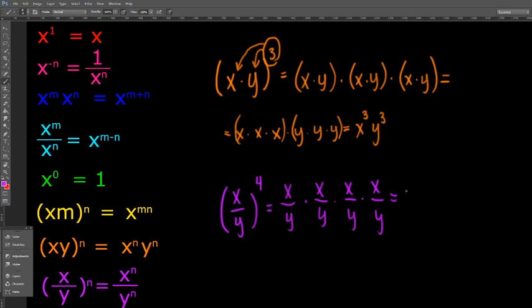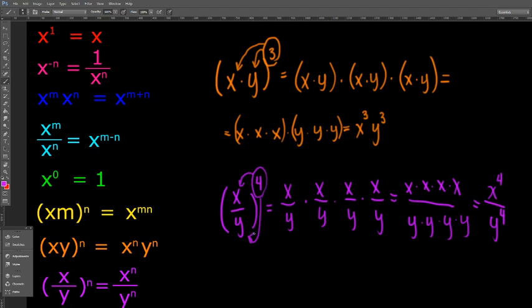So we can rewrite this as x times x times x times x over, sorry for the crooked line, y times y times y times y. And what is this? What is x multiplied by itself 4 times? That's x to the 4th power. And y multiplied by itself 4 times? Y to the 4th power. So there we go. This 4 on the outside of the parentheses is going to, for lack of a better word, distribute to both of those terms inside the parentheses. And this is why that happens.